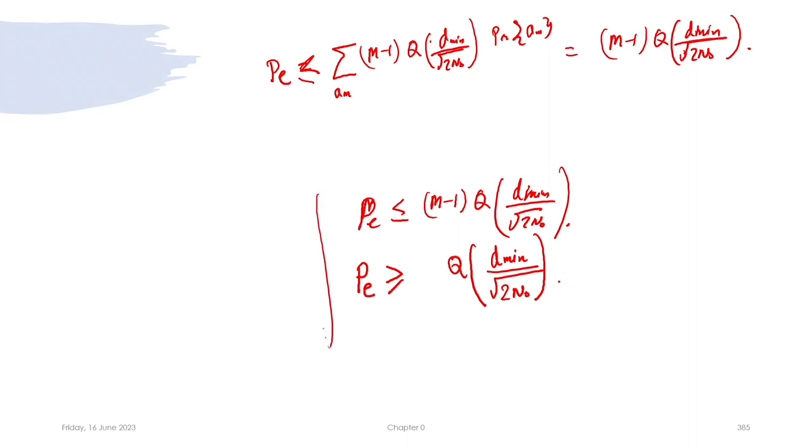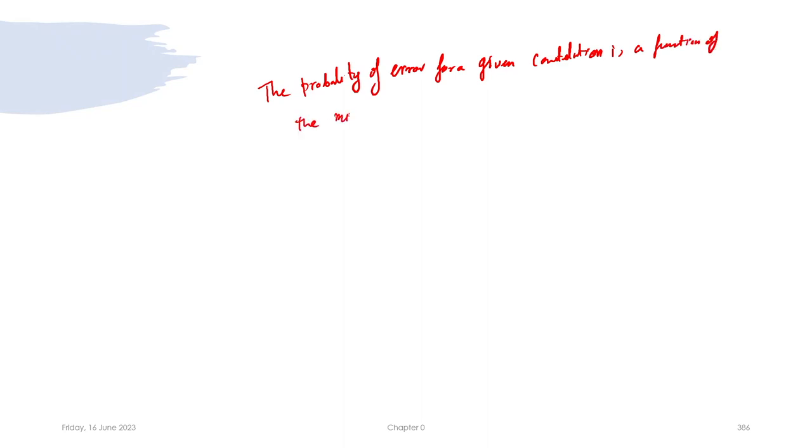So we naturally see that the probability of error for a constellation is a function of the minimum distance between any two constellation points. It is the function of the minimum distance between any two constellation points.